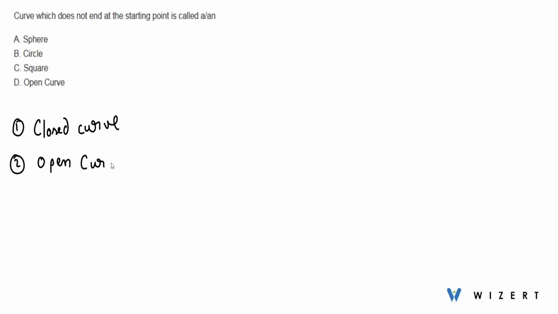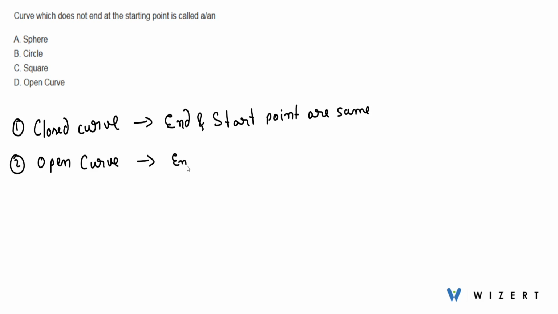Now, what's the basic difference between these two graphs? In the case of a closed curve, the starting and the end point intersect at each other, that is, they merge with each other. But in case of an open curve, the end and the starting point are different. So, let's write it over here. End and start point are same, and in case of open curve, end and start point are different.